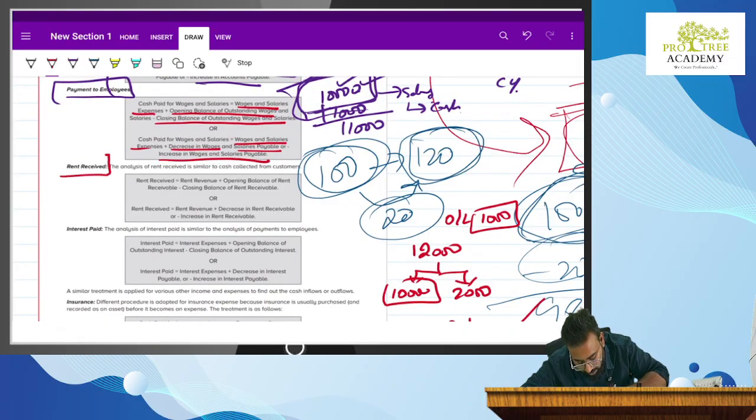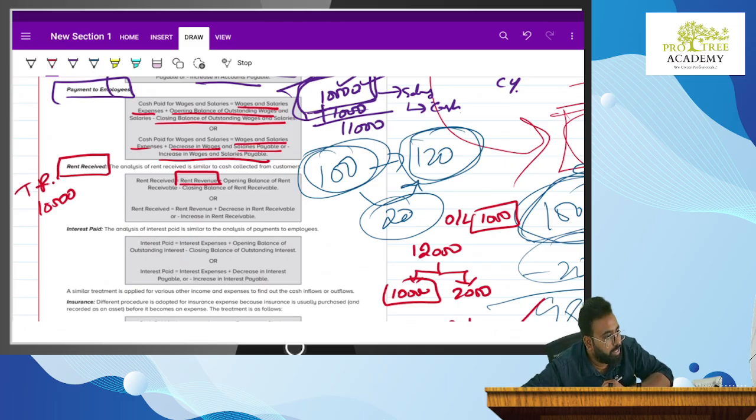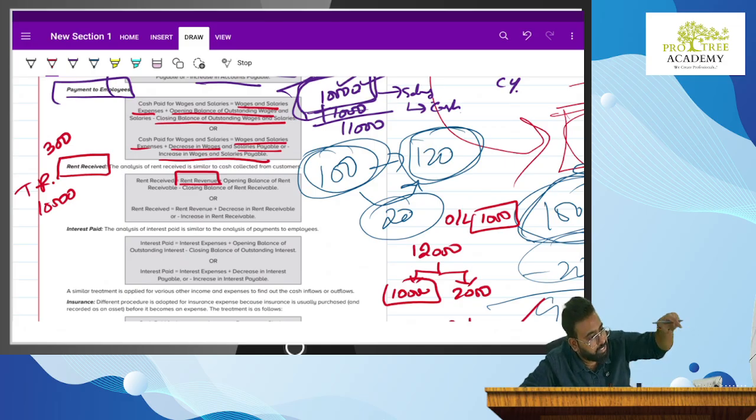Sir, rent received, sir. Here again, rent revenue. Sir, first, what is the total rent? Let us say total rent is 10,000. Correct? Sir, I had a receivable in opening balance. That means last year's rent had not come to me yet, sir. How much, sir? Say 300, which will be received in the current year. Yes or no? Yes. Sir, again, current year I still have a receivable of 500.